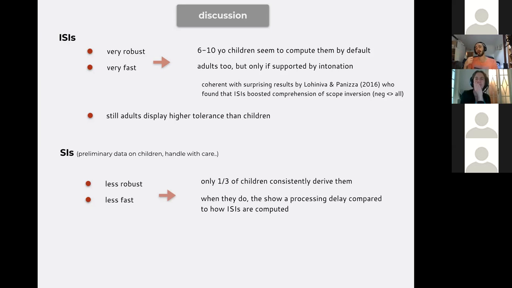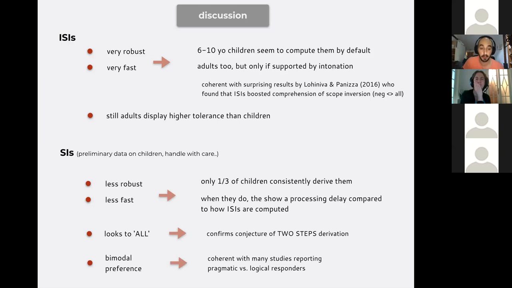So in a way, this pattern of looking to all before looking to some but not all confirms the conjecture of the two steps, or that all, in a way, helps the derivation of some but not all. And also that there is a bimodal split in the pragmatic behavior of our children, coherent with what a lot of people found over and over in other experiments.